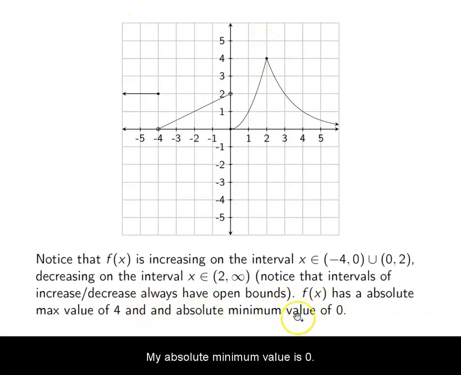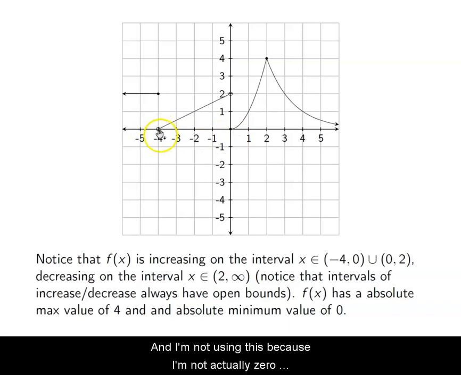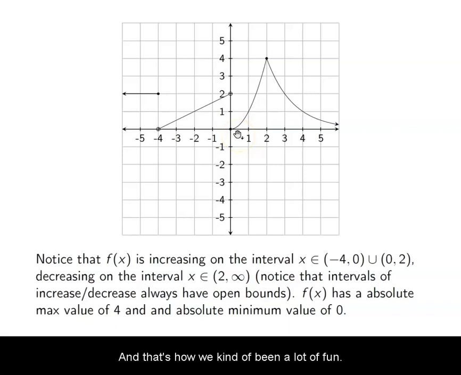My absolute minimum value is 0. I'm not using this point because I'm not actually 0 at -4. I'm actually 2 at -4. So this doesn't count as my minimum, but this is where my absolute minimum is. So I have an absolute max of 4 and a minimum value of 0. And that's how we analyze our functions.